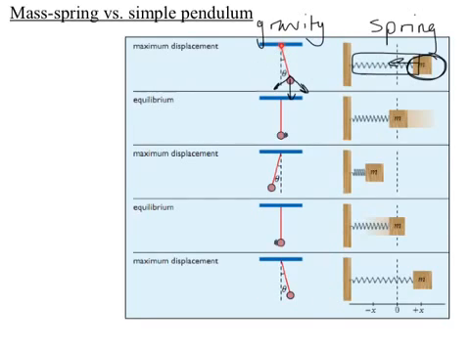Now notice though, instead of a positive and negative x, you're going to have your theta value as your displacement. This is an angular displacement. This is a linear displacement.